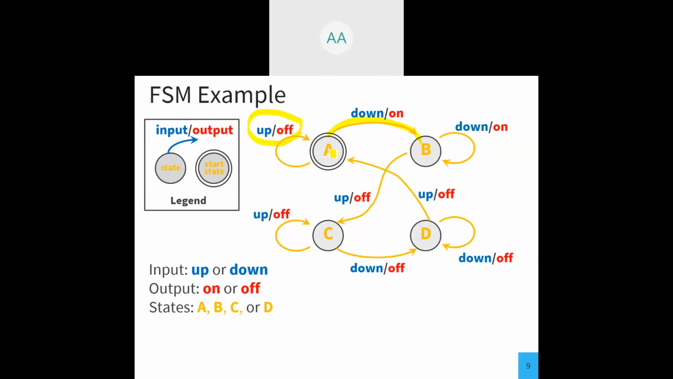So from a state, for example here from state A, we can go to B, but we can't go to C or D. From state B, we can stay at B, or we can go to C. Again from C, we can stay at C or go to D. And from D, we can stay at D or go to A. So this is the condition. Suppose the input is up and the output is off, that means the next state would be A. So if the present state is D, the next state would be A. In that way, the state machine works. So this is actually the transition diagram for a circuit, okay?